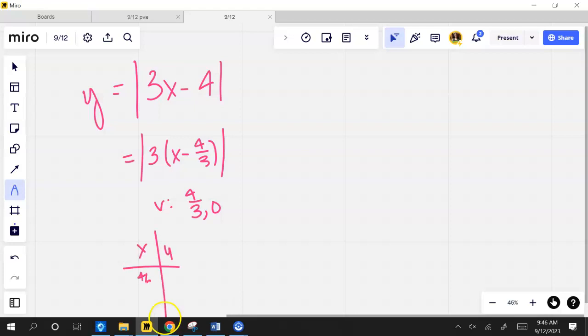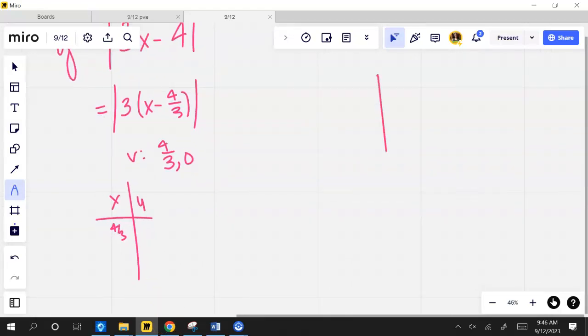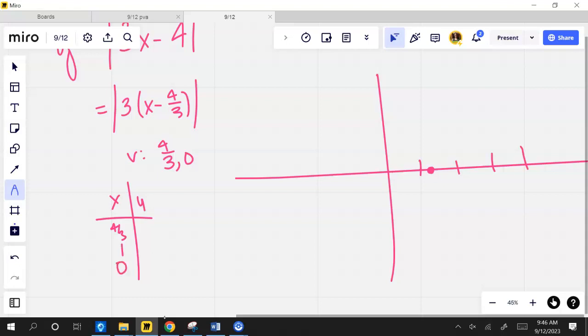All right, so I'm going to go 4/3, which is a little past 1, right here. And then I'm going to pick 2 to the right and 2 to the left. So 2 to the left, maybe I pick 1 and 0. And 2 to the right, maybe I pick 2 and 3. And I'm just going to use my calculator to find these points, right? I'm going to go into the table, and I'm going to find those points.